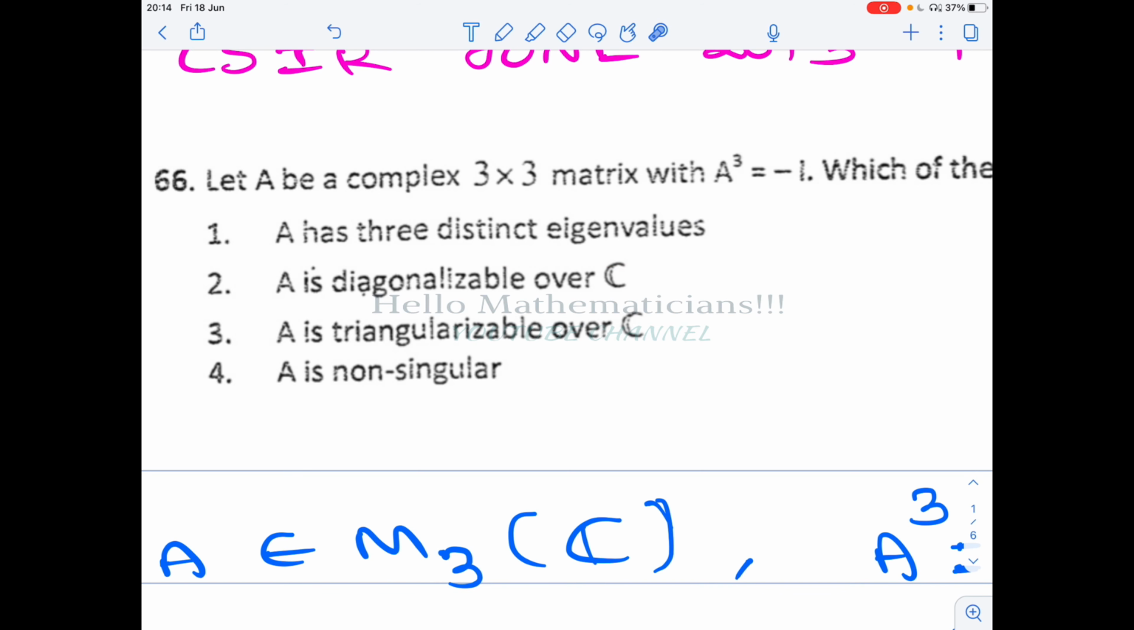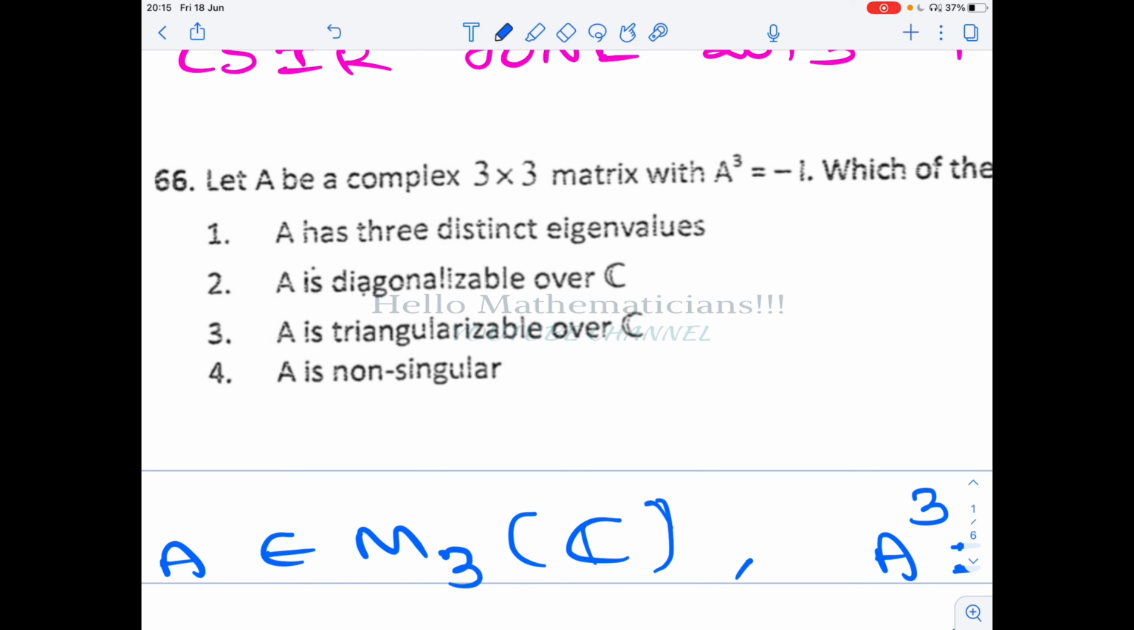Okay, so whenever you see some problem in which they are saying A satisfies some property and they are asking some question, always first find some simple matrix satisfying this condition. That is our first step. Okay, then using that example we try to eliminate as many options as possible.